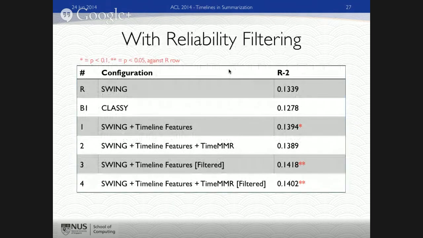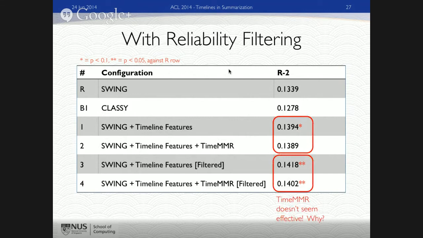And with reliability filtering turned on, we see that actually we still use timelines for over half of the collection, but we still get a very high increase, or at least a statistically significant increase in ROUGE score. Okay, but unfortunately, time MMR still doesn't seem to be very effective, right? We saw in row 1 and row 2 that before this filtering, we got a drop in ROUGE, and even after we introduced this filtering, where we know that the timelines are being effective, time MMR still doesn't work. What's going on here? Okay, so I sent my student back to the drawing board yet again, and he came up with a solution.